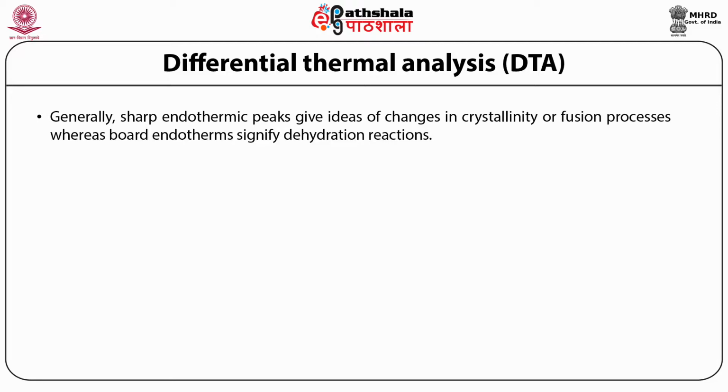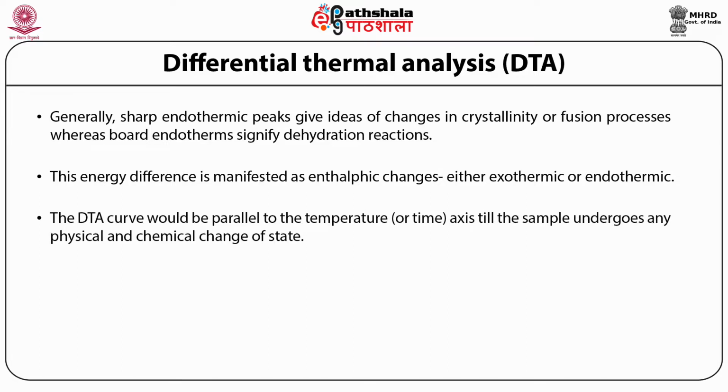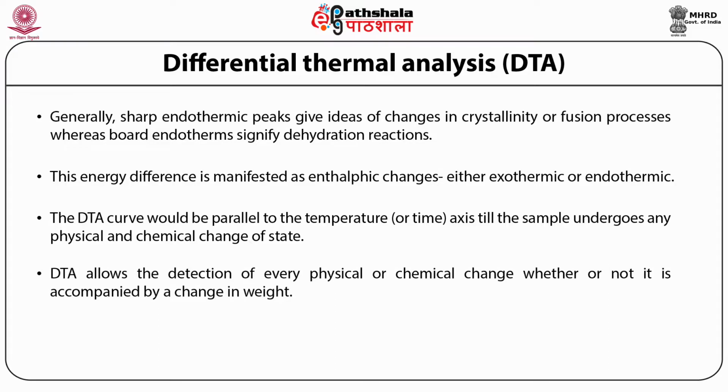The origin of the temperature difference in the sample, that is delta T, lies in the energy difference between the product and the reactant, or between the two phases of a substance. This energy difference is manifested as enthalpic changes, either exothermic or endothermic. The DTA curve would be parallel to the temperature axis till the sample undergoes any physical and chemical change of state. DTA allows the detection of every physical or chemical change, whether or not it is accompanied by a change in weight.